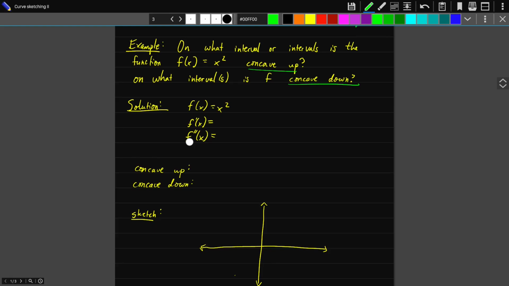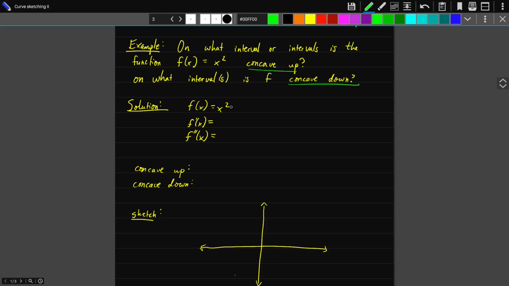So pause the video now, compute the second derivative, and see if you can determine the intervals where this function is concave up and concave down. If you do that successfully, then also try to determine what the graph of this function looks like. I think you know what it looks like, but graph the function and see if it conforms to the information that you find about where it's concave up and concave down. Okay, I will solve the problem in 3, 2, 1. All right, now I'm going to solve the problem.